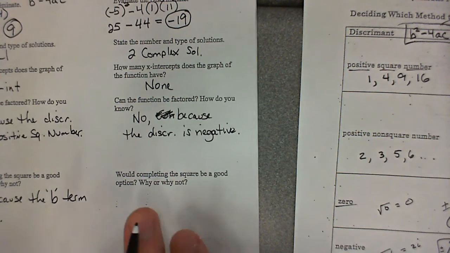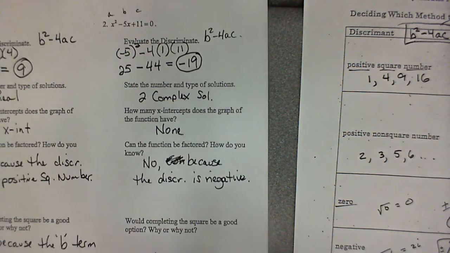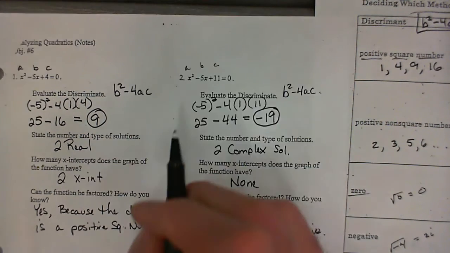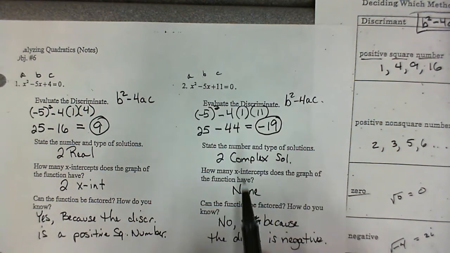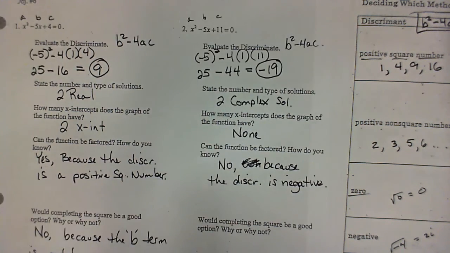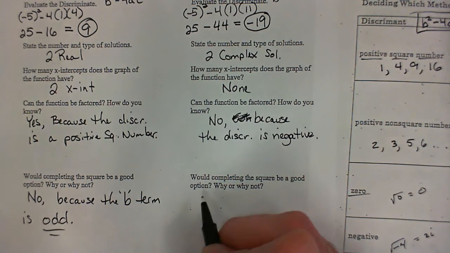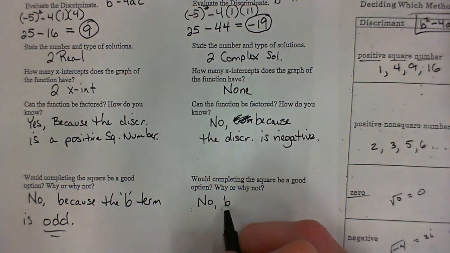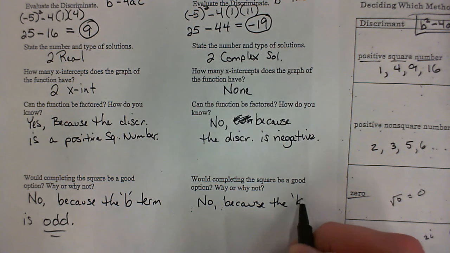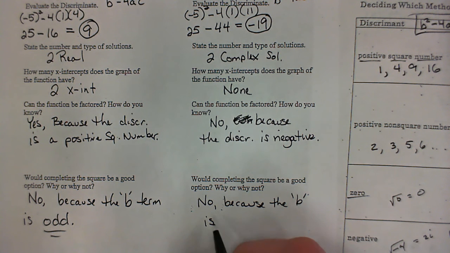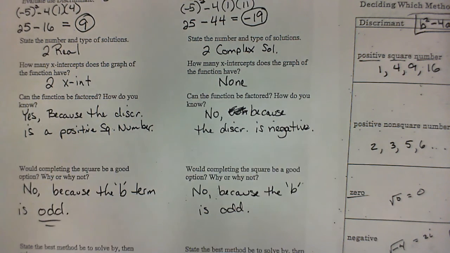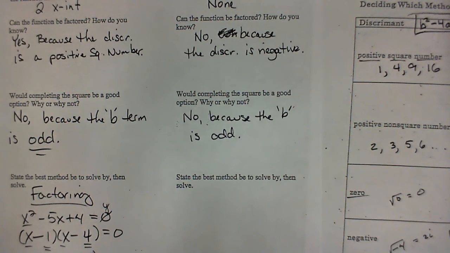Now, would completing the square be a good option? Well, recall, in order to complete the square nicely, a should be 1 and b should be even. Well, a is 1, but b is not even, so this is going to be the same reason as the previous question. No, because the b is odd.